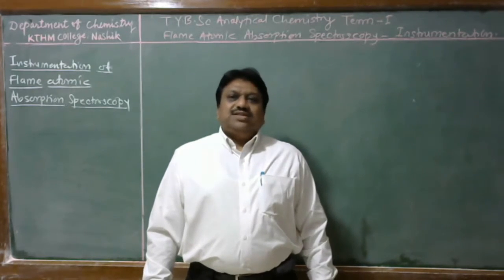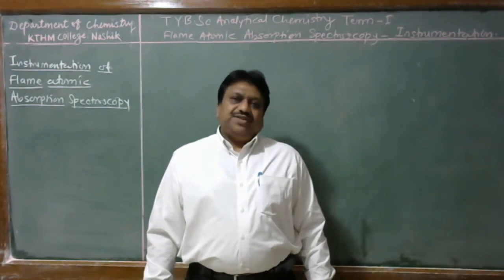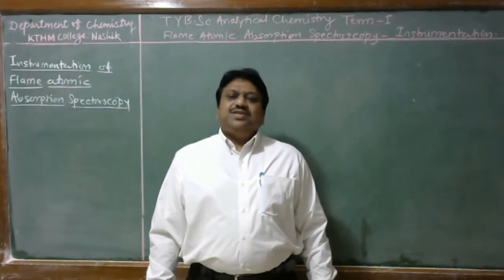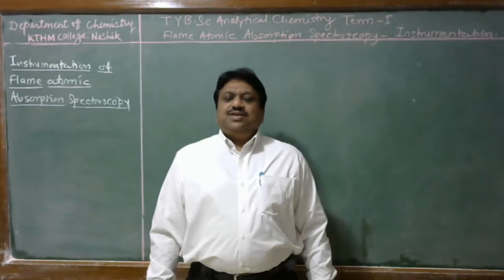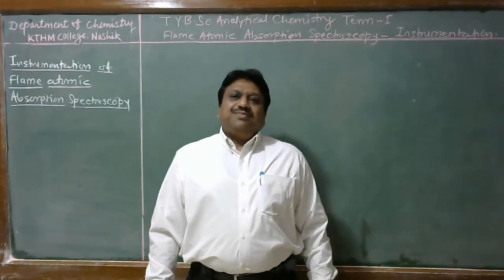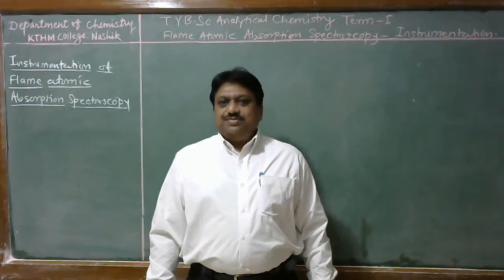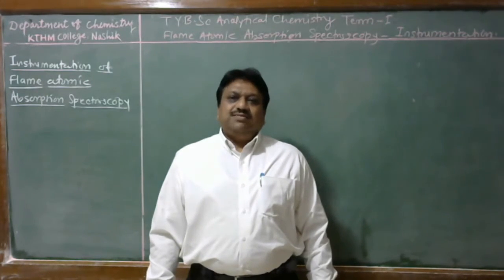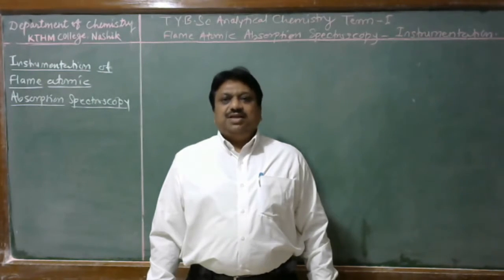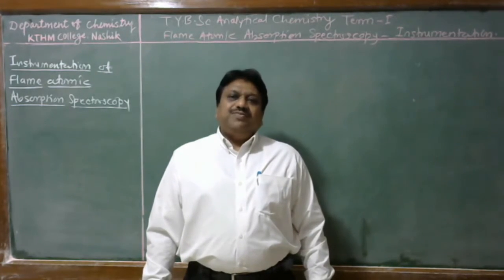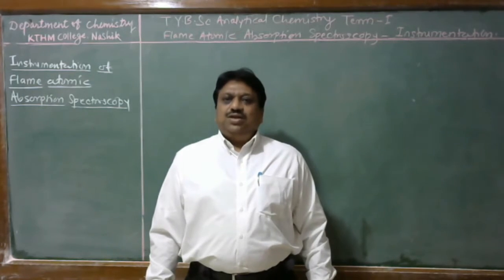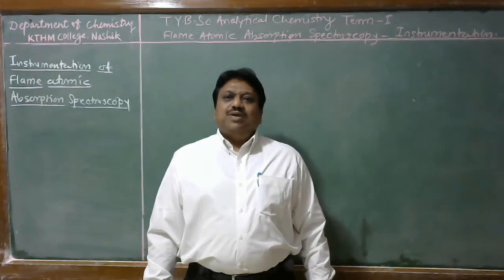Students, in today's lecture we discuss the instrumentation of flame atomic absorption spectroscopy. In the previous lecture we discussed the principle of flame atomic absorption spectroscopy. Under this study, we discussed that flame atomic absorption spectroscopy is a branch of atomic spectroscopy in which the sample is converted into gaseous state atoms by thermal energy and excited by using their own resonance line. The decrease in radiant power of this resonance line is directly proportional to the concentration or the amount of atoms that undergo electronic excitation in the flame.